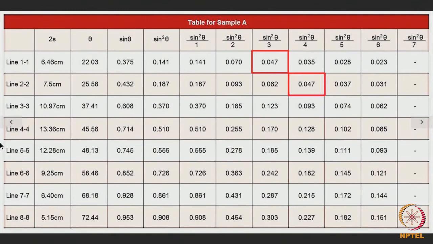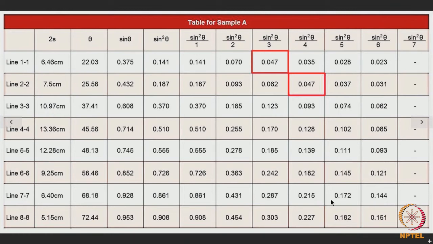Say, for example, we prepare the following table. These are all the 8 lines we find on the pattern. These are all the 2 theta values for all the line pairs. These are the values of theta, sin theta and sin square theta calculated from the 2 theta values. And here we have a chart: sin square theta divided by 1 for all the 8 line pairs, sin square theta divided by 2 for all the line pairs, by 3, by 4, by 5, by 6, etc., etc.